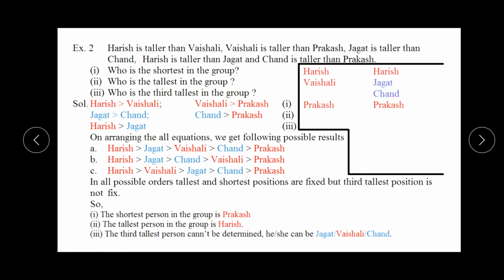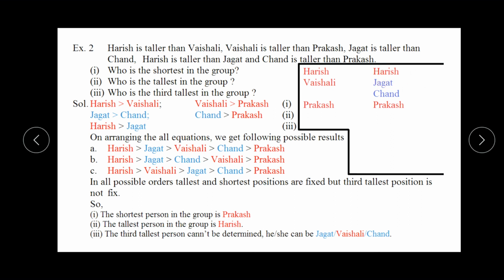Jagat is taller than Chand, but Vishali can lie above Jagat. Vishali can lie between Jagat and Chand. Vishali can lie below Chand. It means for the third tallest person, there are three possibilities.